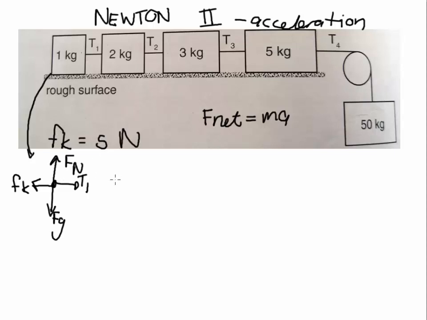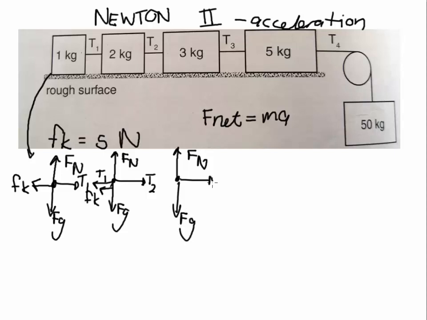If we look at the second block, we can draw a free body diagram, Fn upwards, Fg downwards, and we know that now we have T2 pulling it to the right, but we have T1 pulling it to the left, and then also the force of friction. Remember that when we have a tension force between 2 blocks, the tension that block 1 experiences due to block 2 is equal to the tension that block 2 experiences due to block 1. That's Newton's third law.